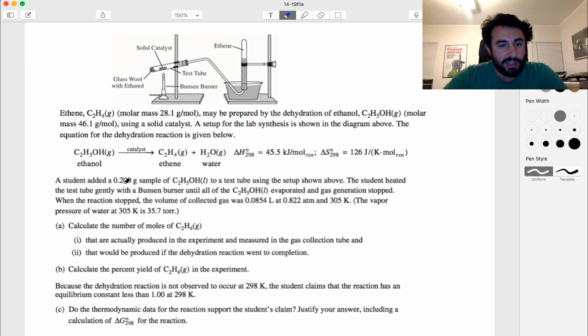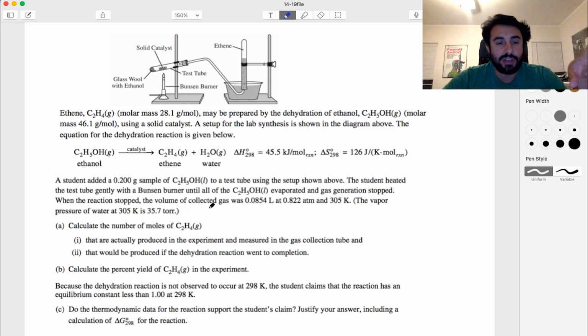Now, the student adds a 0.2 gram sample of ethanol to a test tube and then heated the test tube gently with a Bunsen burner until all of the ethanol evaporated and gas generation stopped. So everything in here is going down here, and then we're getting ethene up there. Now, when the reaction stopped, the volume of collected gas was 0.0854 liters at 0.822 atmospheres, and this was at 305 K, and we're given the vapor pressure of water at that temperature.